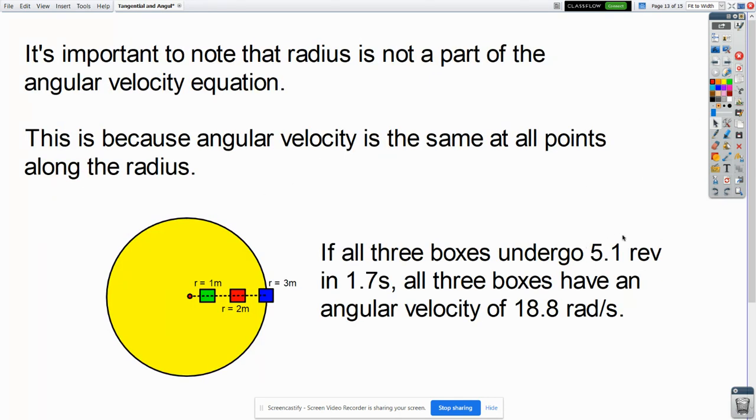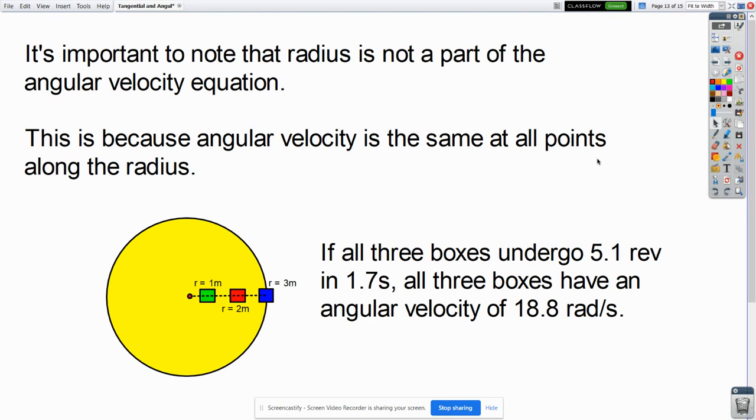All that we need to know is what its angular displacement is, and we converted the 5.1 revolutions into radians, and then we're going to divide it by the time, 1.7 seconds for all of these. So they all have that same angular velocity of 18.8 radians per second. But the fact of the matter is they don't move at the same speed.